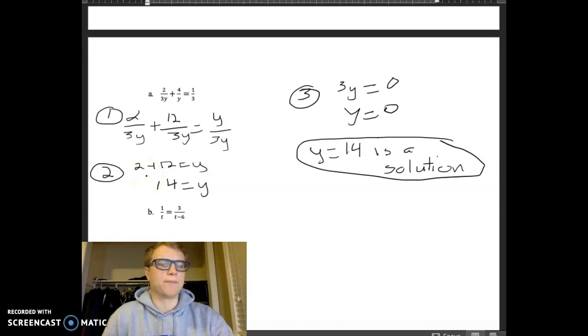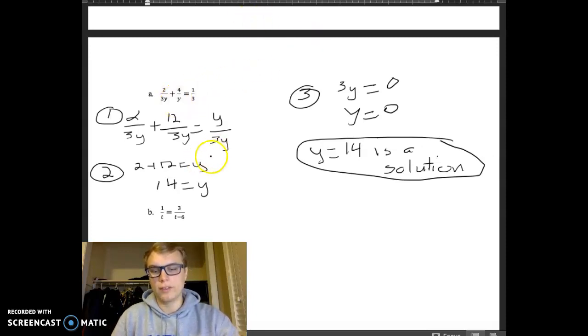So now we have to double check our denominators with our solution to make sure that it doesn't equal 0. And just if you take 3y and solve it for 0, y would have to be 0 to make it equal to 0, which obviously 14 does not equal 0. So y equals 14 is a solution in this case.